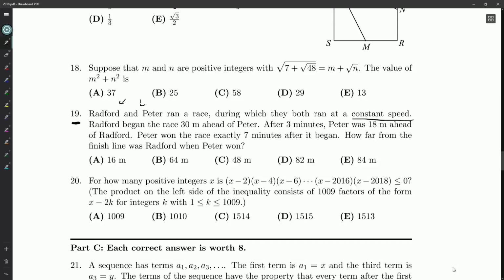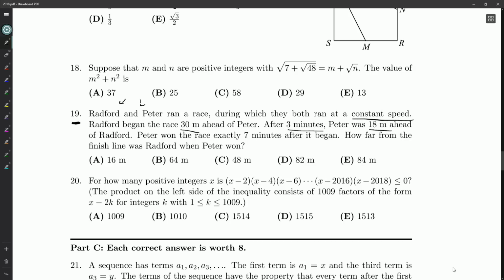I would say it's not entirely clear. I think they would say they both ran at constant speeds if they were necessarily different. But we'll see. Radford began the race 30 meters ahead of Peter. After 3 minutes, Peter was 18 meters ahead, so obviously Peter is running faster because he has caught up and gone past Radford. So they are at constant speeds, not a single constant speed between them.